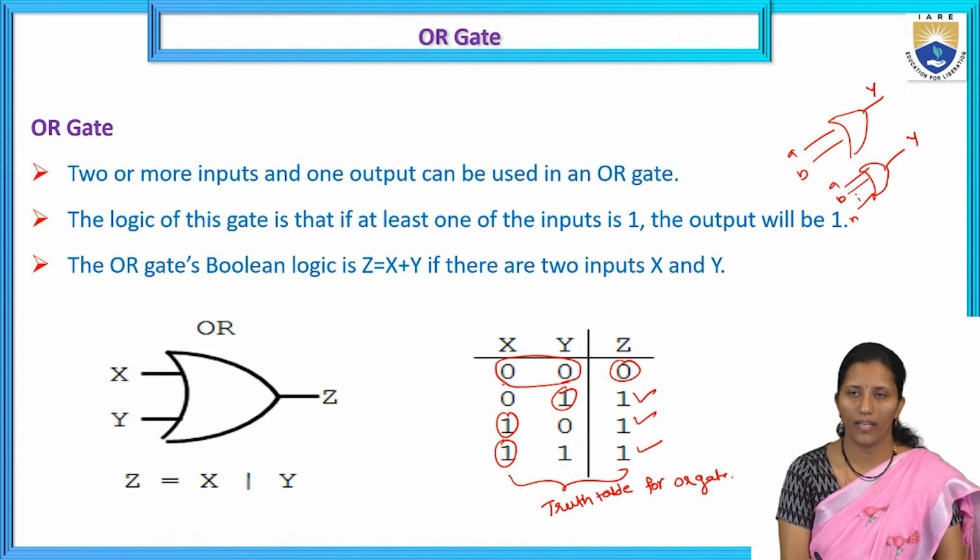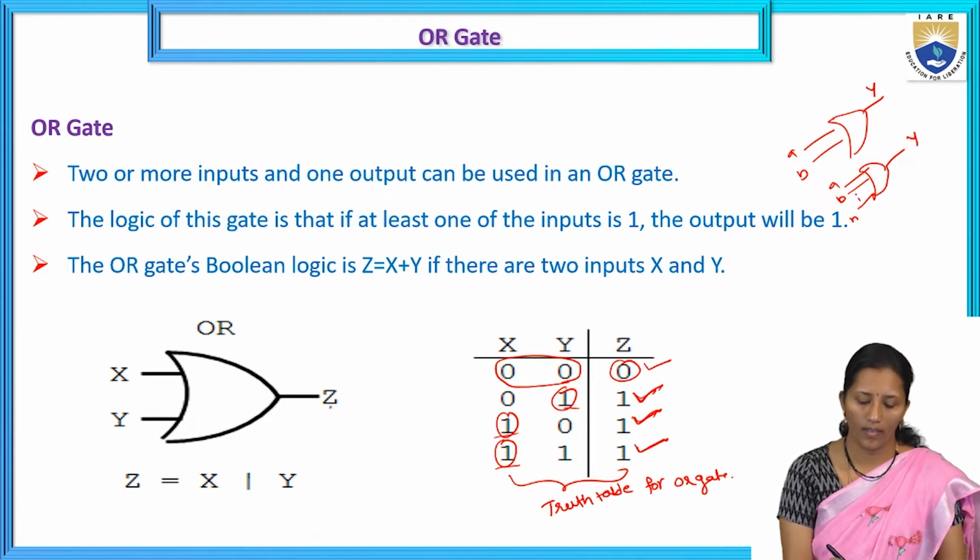For x and y both 0, 0, we are getting output 0, and for x and y 0, 1, the output is 1. X is 1 and y is 0, output is 1. X is 1 and y is 1, we are getting output 1. So here any one of the inputs is 1, we will get the output 1.